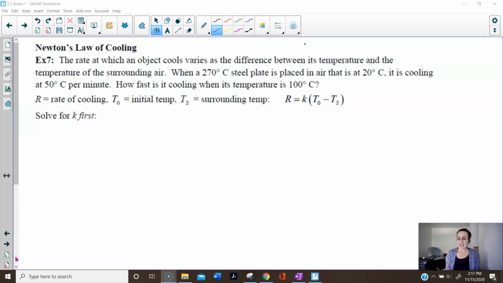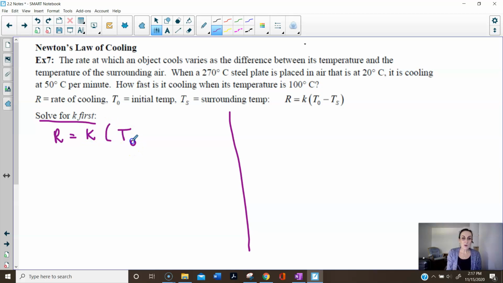So what we need to figure out is the constant, which is the rate at which it's cooling. So we're going to solve for K first. We'll set this up into two problems. Here is R equals K times (T sub O minus T sub S), where T sub O is the initial temperature and T sub S is the surrounding temperature. The rate of cooling at the beginning is 50 degrees Celsius per minute, so in place of R, we're going to put 50. And we're going to leave K, that's the constant, which we're going to solve for first.